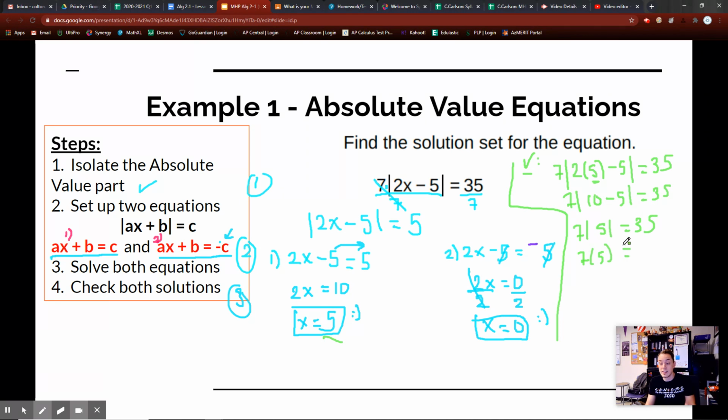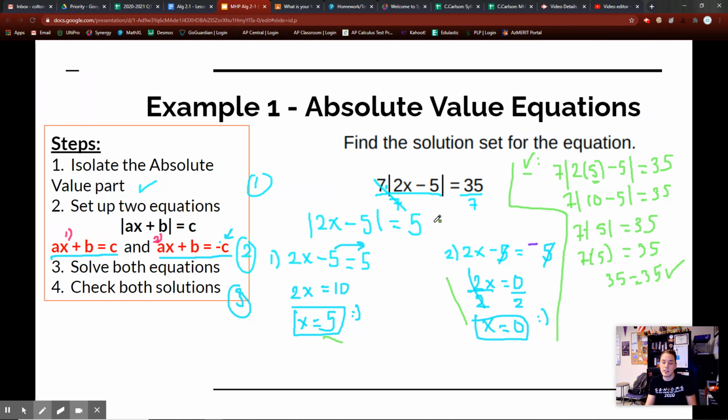Notice I'm using parentheses now instead of absolute values. So the absolute value of 5 is 5, but still multiply together. So what is 7 times 5? Well, of course, it's 35. Does each side of the equation check out? It does. That's what I mean by checking out.